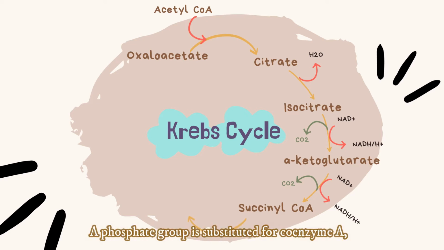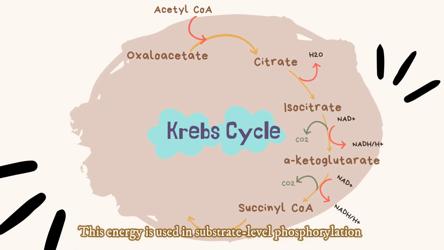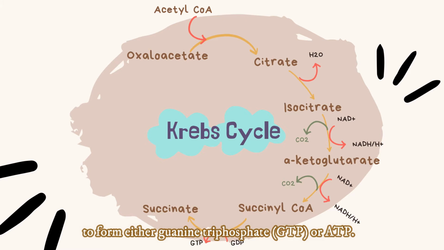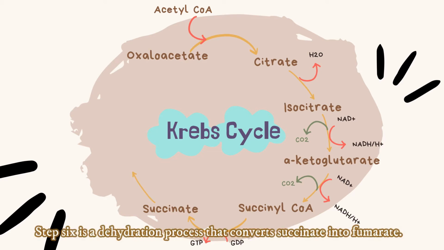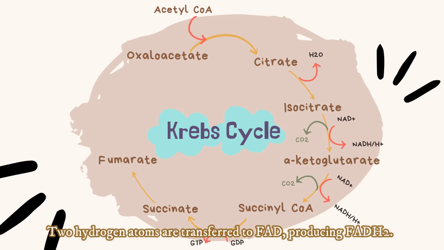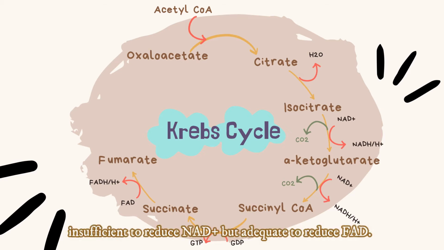A phosphate group is substituted for coenzyme A and a high-energy bond is formed. This energy is used in substrate-level phosphorylation to form either guanosine triphosphate or ATP. The product in this stage is succinate. Step 6 is a dehydrogenation process that converts succinate into fumarate. Two hydrogen atoms are transferred to FAD, producing FADH2. The energy contained in the electrons of these atoms is insufficient to reduce NAD+, but adequate to reduce FAD.